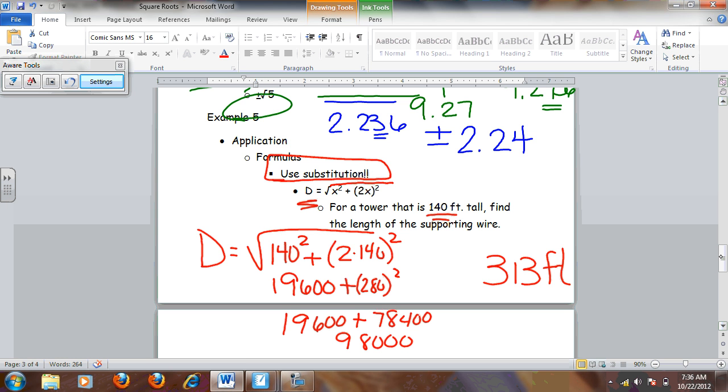Okay, if you have any questions over square roots, let us know. Otherwise, your assignment will be given to you tomorrow in class.